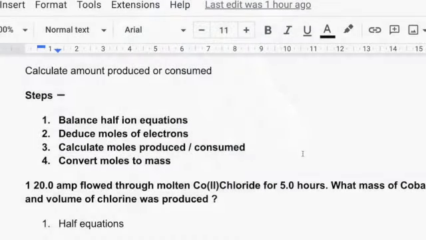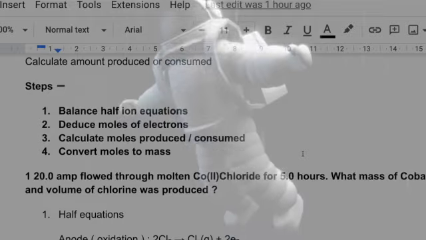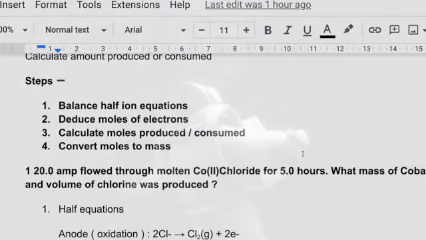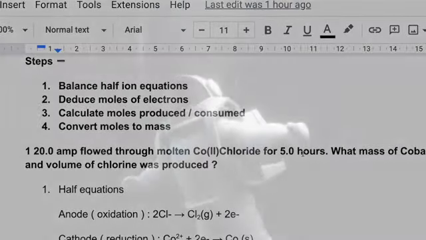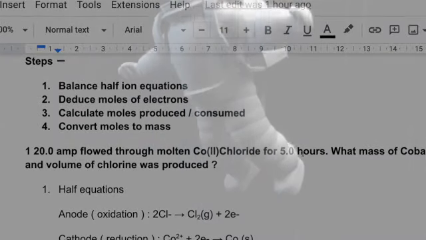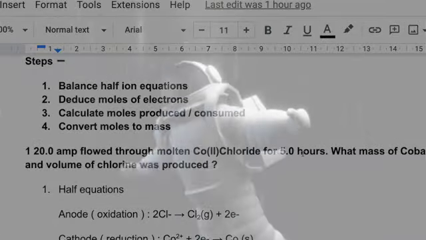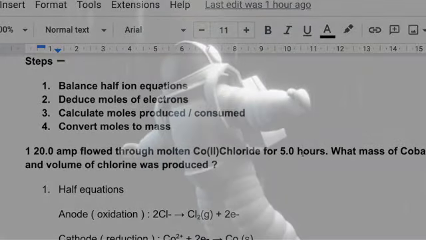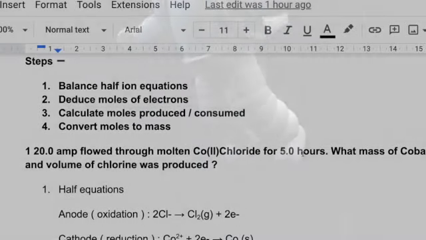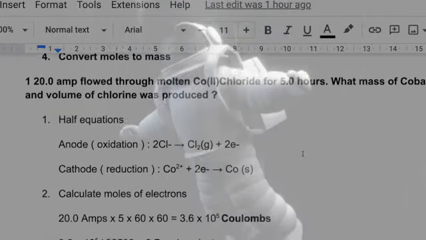We should be able to calculate the amount produced or consumed, and also calculate the time required to produce a stated amount. To calculate the amount produced or consumed, there are 4 steps. First of all, balance the half-ion equations, then deduce the moles of electrons, calculate the moles produced or consumed, and convert the moles to mass.